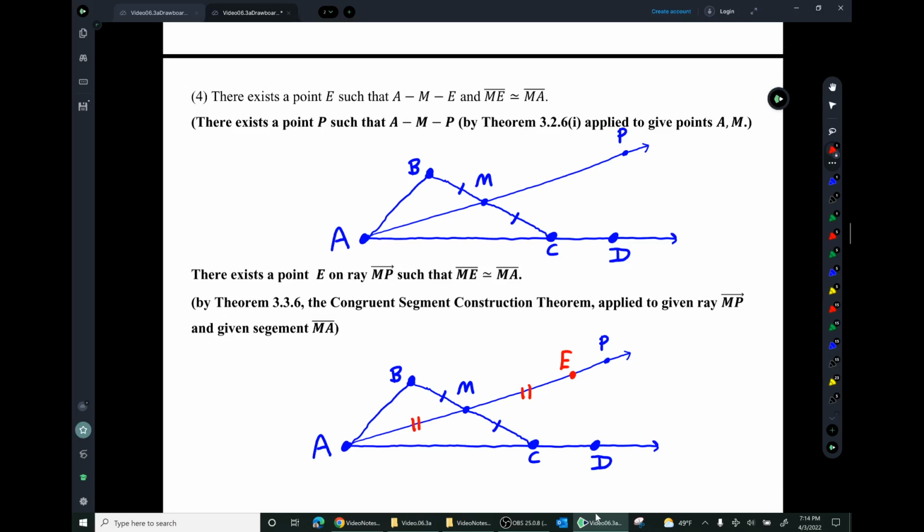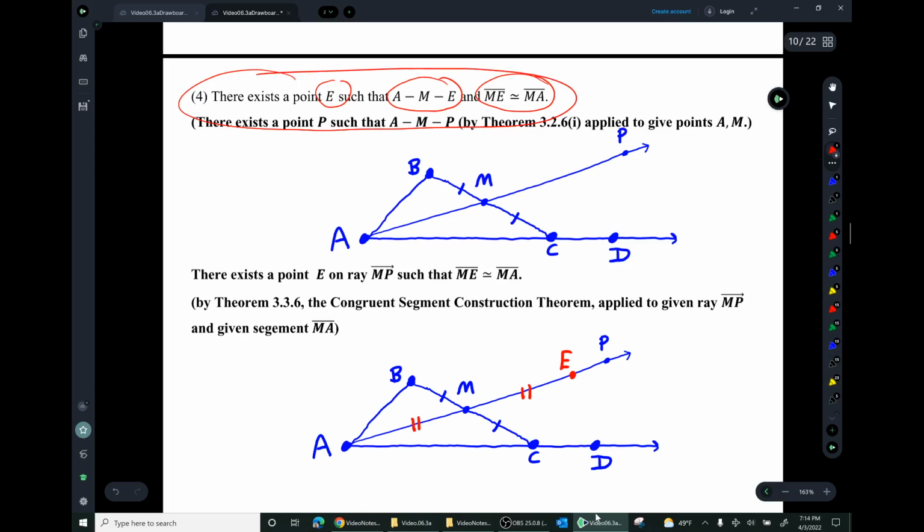Step 4 says there exists a point E such that M is between A and E, and such that ME is congruent to MA. Now, this is a single statement in the proof, and this single statement is often stated this way in proofs in math books at this level, but it can't be justified with just a single simple justification. You'll see that to justify this single statement, we actually have to make a couple of intermediate statements with justifications. Again, to get to this one statement takes a bit of work.